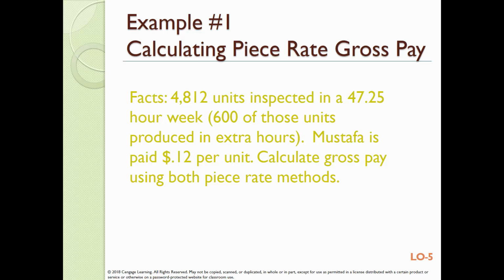The next question is, how many hours did it take him to do that? And then you can back into his hourly rate. So if he made $577.44 for all those units, how many hours did it take him to do that? 47.25. So your second algebraic equation in your notebook should indicate what his regular hourly rate is.